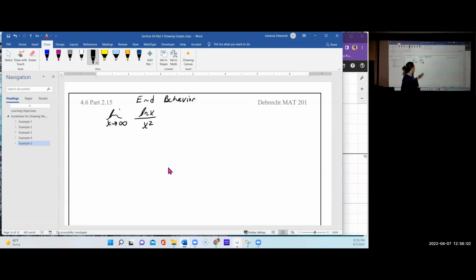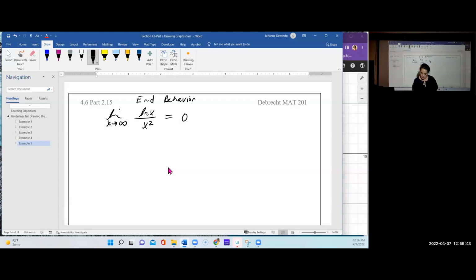Now, x squared is a polynomial which grows an order of magnitude much larger than natural log of x. An order of magnitude larger as it approaches infinity. It grows faster, in other words, the polynomial does. And so because it grows so much faster than natural log of x, it overpowers it and drives the whole thing towards 0. And we discussed this when we did the 4.6 part 1. So if you're looking for that information, look at the video on 4.6 part 1.